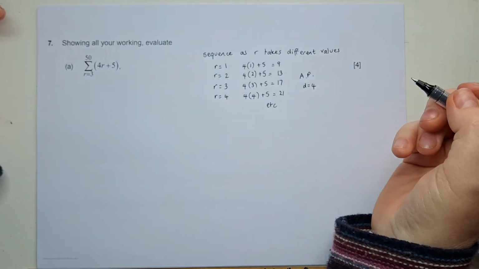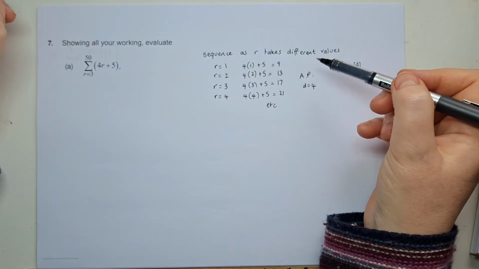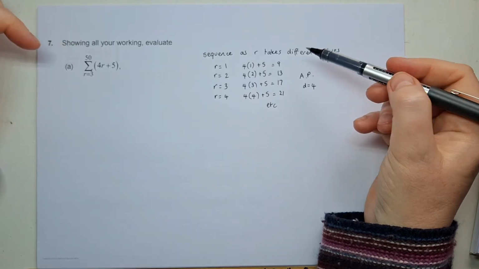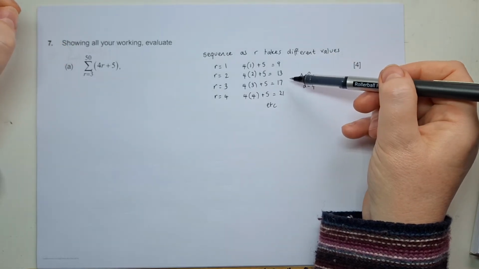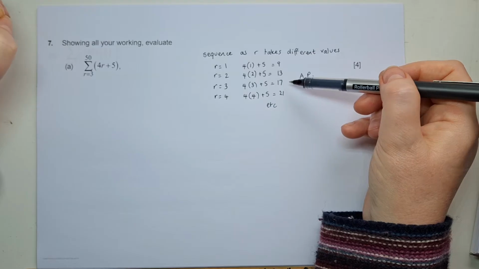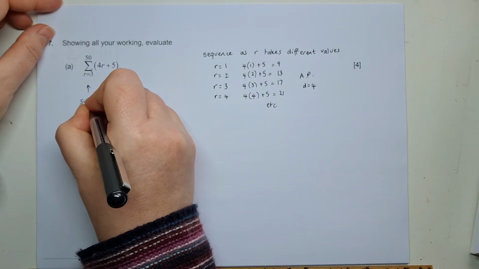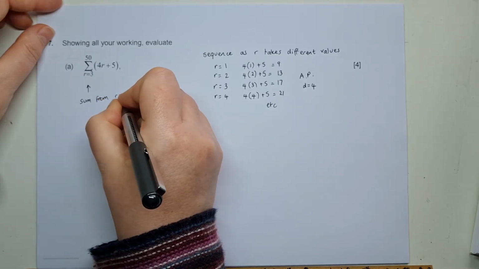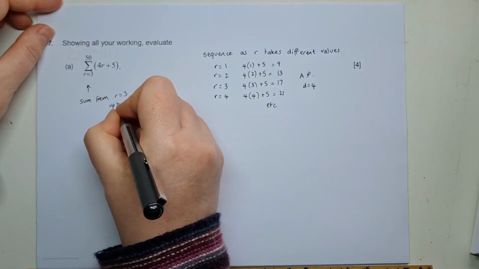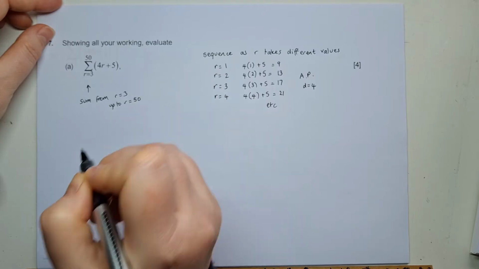Now, depending on how you want to tackle this question, you could take this as an AP starting at 9, or you could actually take it as an AP starting at 17. Our question wants us to work out the sum from r is 3 up to r is 50.